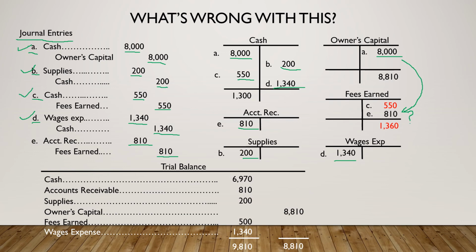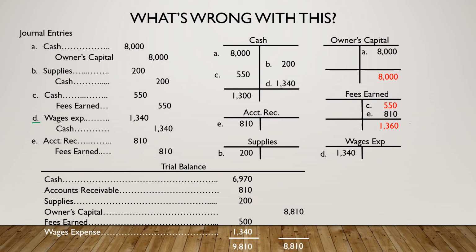And fees earned now has a balance of $1,360. While we're at it, we can go on and change our owner's capital balance to the correct $8,000 credit. Next, we look at our trial balance. So the balances in our general ledger should tie to those in our trial balance.